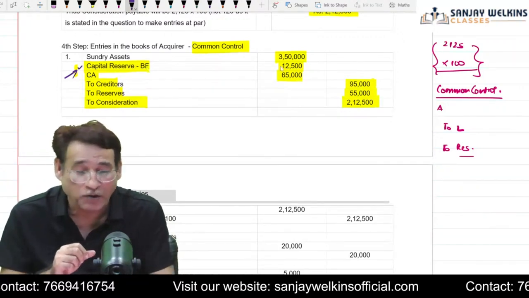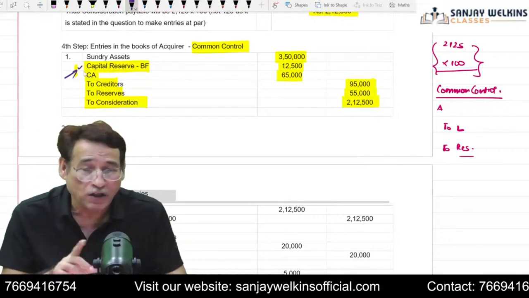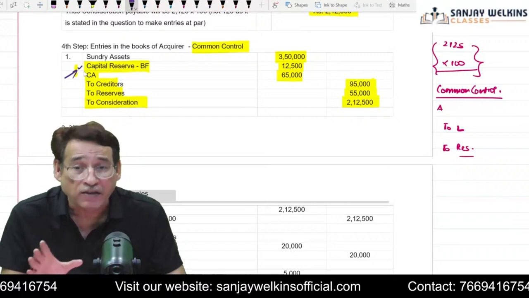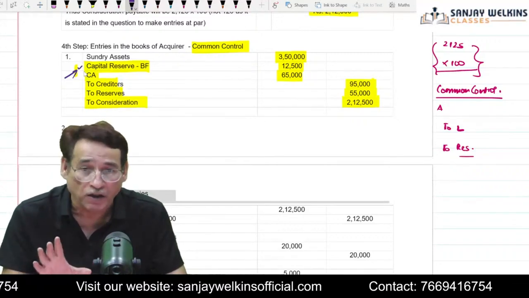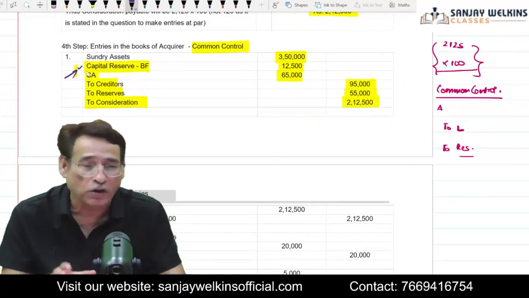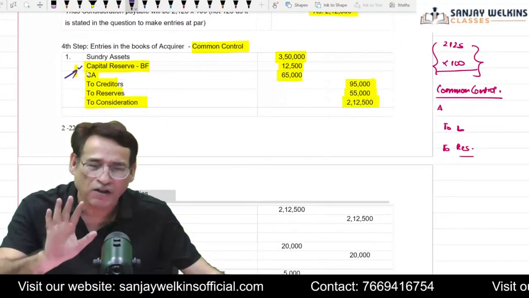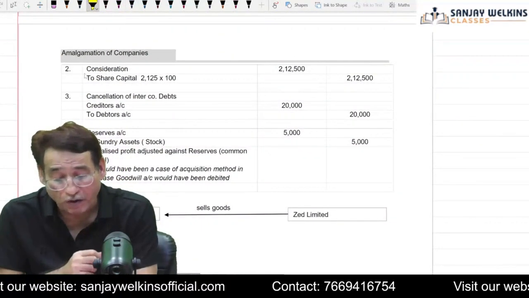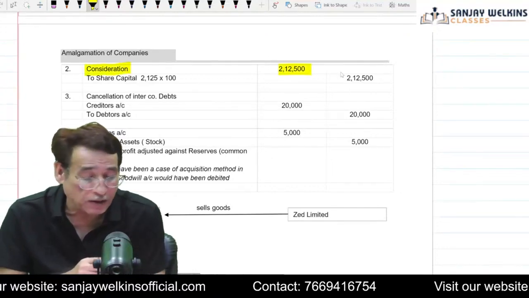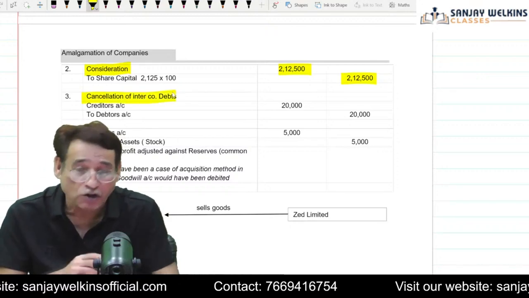Anyway, capital reserve is 12,500. Because it is a case of common control, I told you in case of common control, no new asset need to be recognized. It is always better to put the difference to the capital reserve, although a debit balance in capital reserve is nothing but goodwill because it is a capital loss. Now, you will pass the entry for payment of consideration. Entire payment is being made by way of share capital.